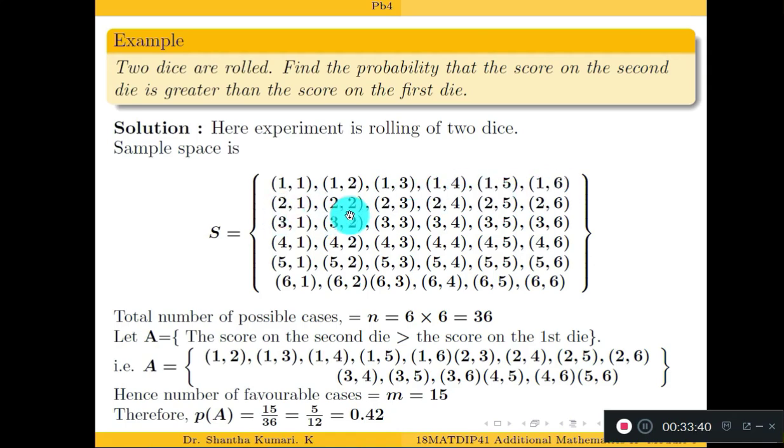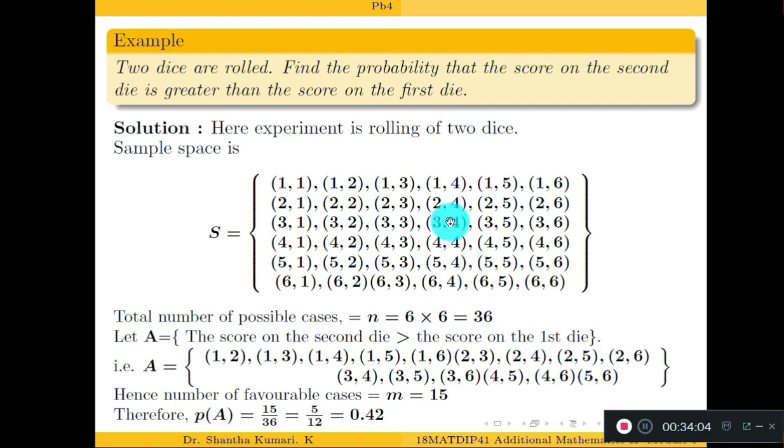Similarly, from the second row, you start from here: 2 3, 3 is greater than 2. So like this, list all elements in which the second entry is more than the first entry. After listing them, count how many such entries are there. We can see that there are 15 such entries. Just verify yourself. There are 15 such entries. This is your numerator, m.